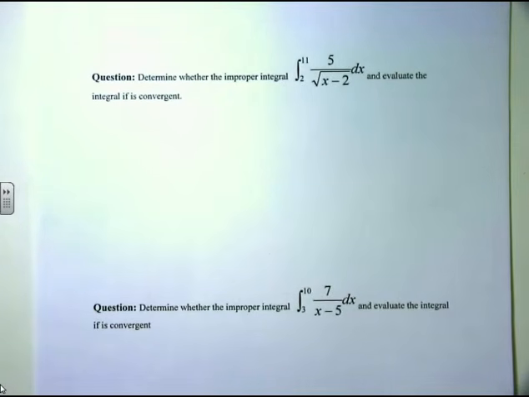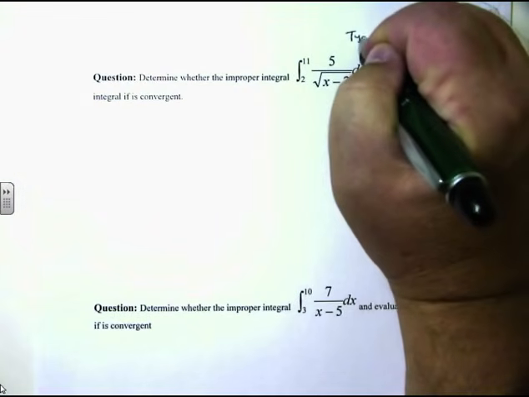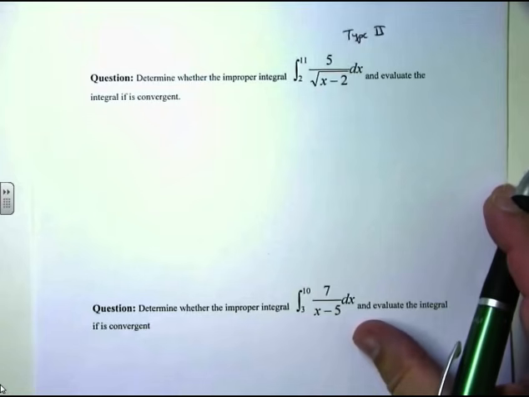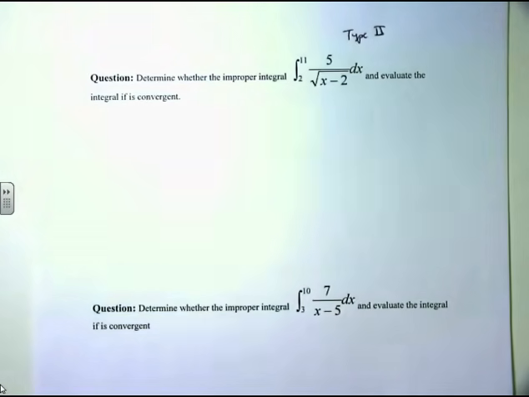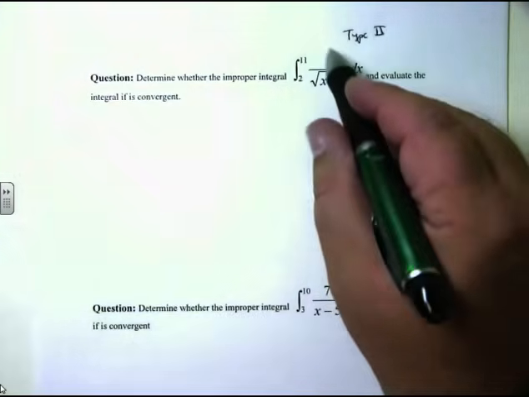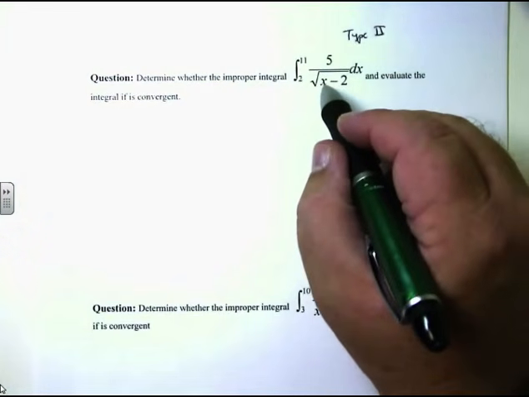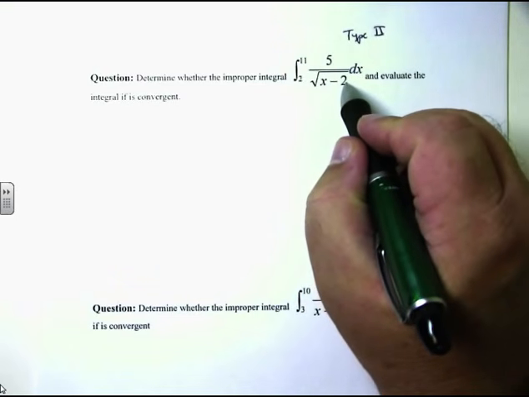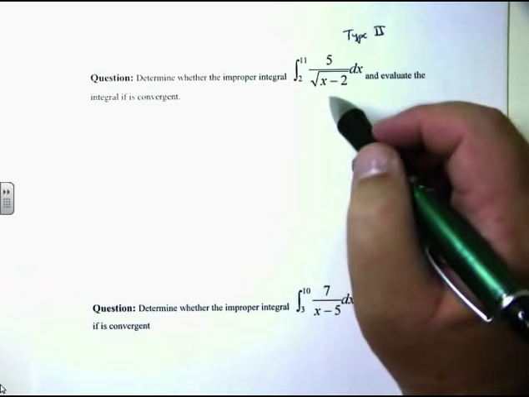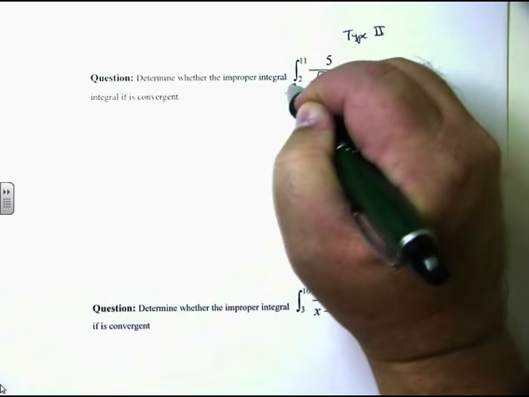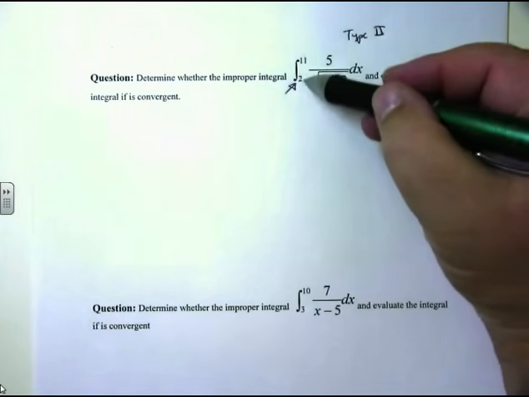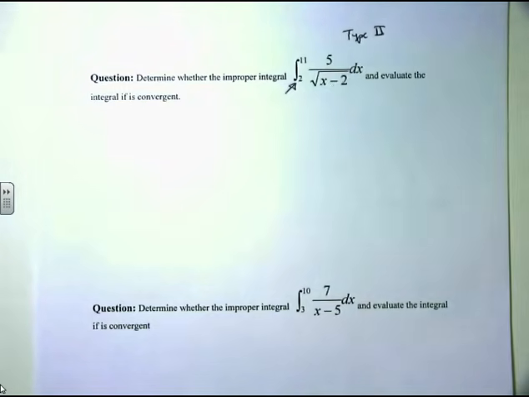Now, the first thing you've got to notice is this. This is what we call a type 2 improper integral. And what I mean by type 2 is this. We don't have infinity on the bounds. That's type 1. The fact is, this guy has a problem when x is equal to 2. The reason why? 2 minus 2 is 0. The square root of 0 is 0. And you can't divide by 0. So my problem point on this one is actually on the bound. But whether it's on the bound or inside the bound, it's called an improper integral.